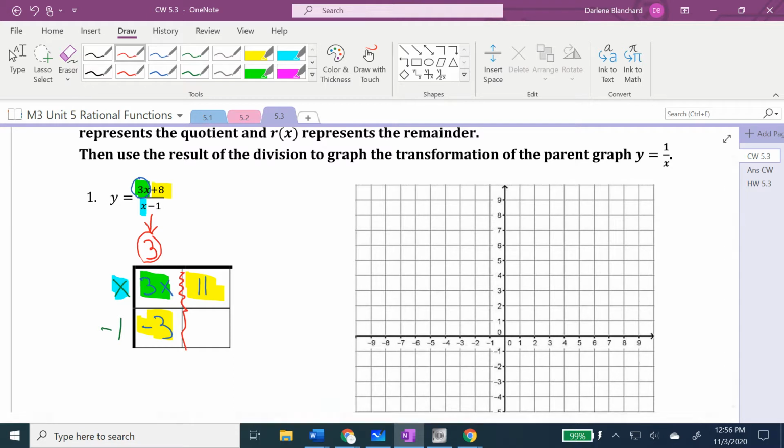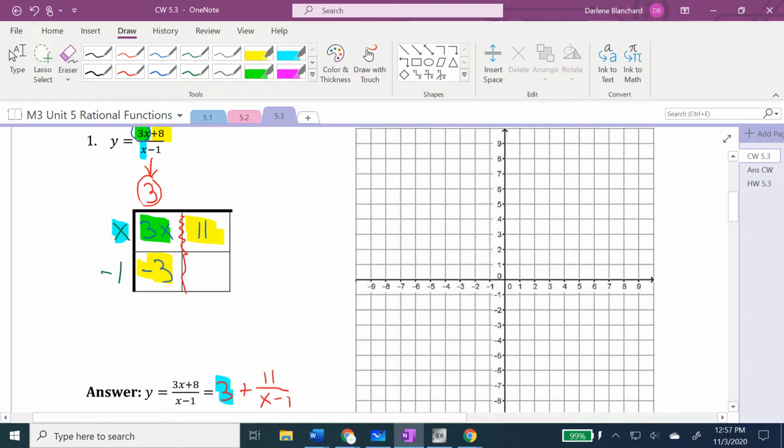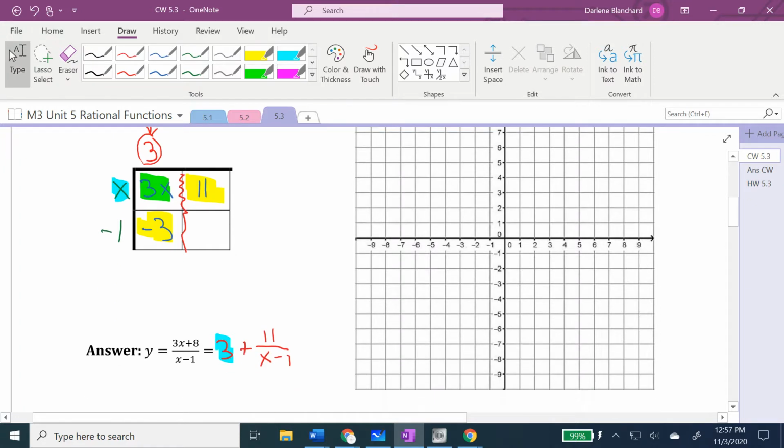So these are actually quick division problems that almost seem like they're so short that you didn't do a whole lot, but you did do a lot in that you changed the way the function is presented. So instead of being a linear function divided by another linear function, you know how to graph the parent graph y equals 1 over x.